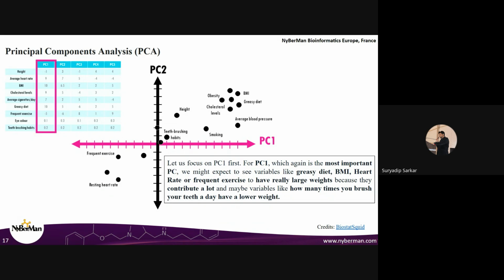Of course, at the end of the day, we are trying to predict something like lifespan. So it makes sense that things like greasy diet, BMI, heart rate, and frequent exercise are more important in predicting the lifespan of a person than how many times they brush their teeth. So it is very natural for us to see these results. These are not results that just appear. They actually make sense, and that is what these loading plots tell us. So now we have successfully converted PC1. We are not talking in terms of PC1 anymore.